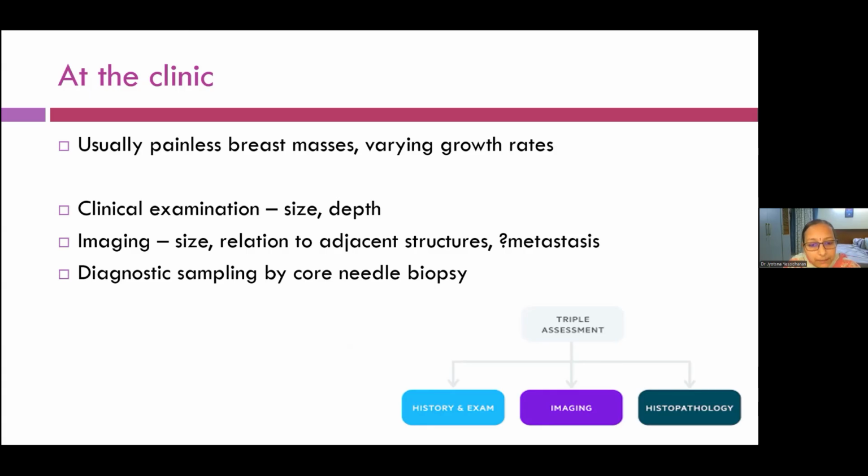So diagnostic sampling is usually done for these lesions by a core needle biopsy. Now, FNAs or fine needle aspirations are discouraged because they give you limited tissue, which may not suffice for ancillary studies, and it's very difficult to ascertain the architectural patterns and other properties of the lesion on fine needle aspiration material.